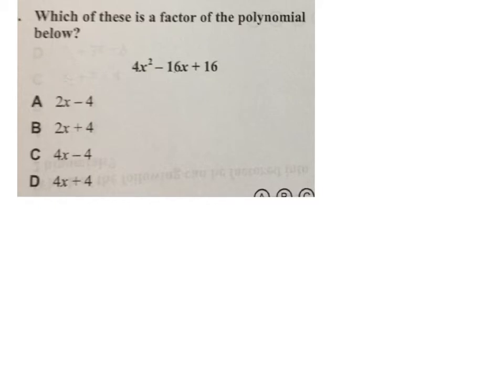So on this one, it asks us, which of the following is a factor of the polynomial below? Right? Which of these 4 is a factor of this? Well, in order for me to tell that, what do I need to do with 4x squared minus 16x plus 16? Factor it. I need to factor it, don't I? So what's my first step to factor it? See if 4 will go into everything, and it does, doesn't it? And so I have 4 times, and I'm going to divide each term by 4, right?